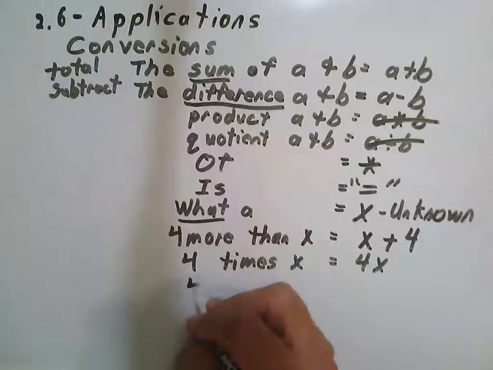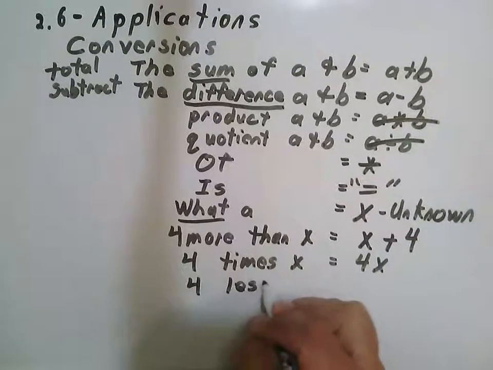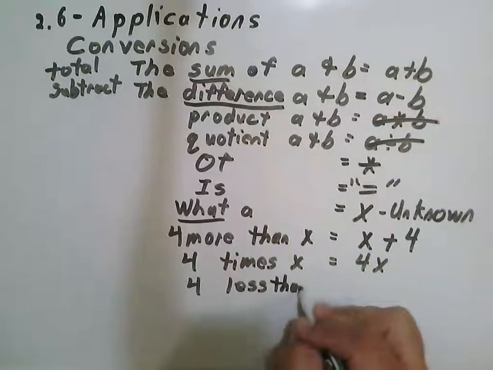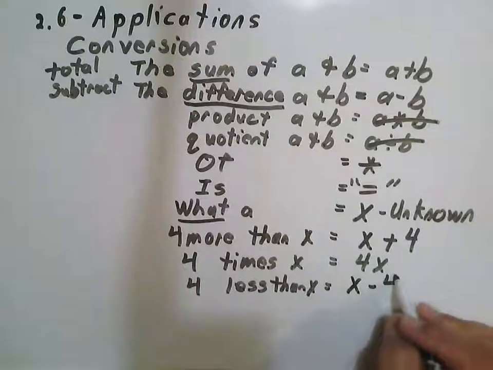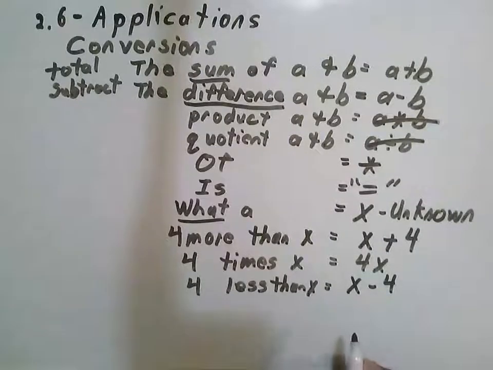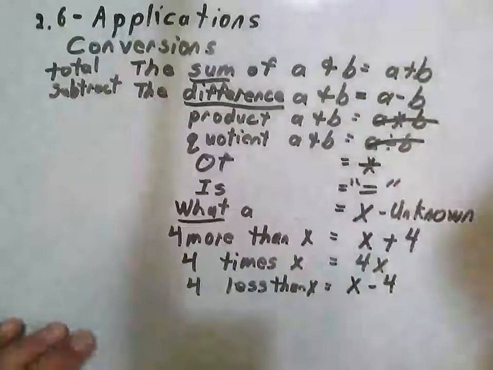If it's telling you that it's 4 less than x, once again, it's the opposite of that. It's just x minus 4. So just pay attention to what it's asking you to do. And then I'll go over some examples.